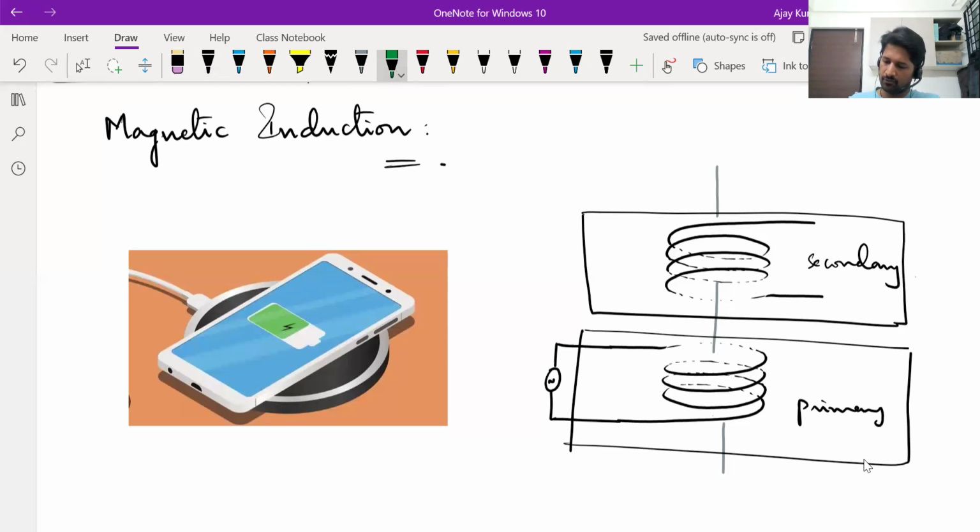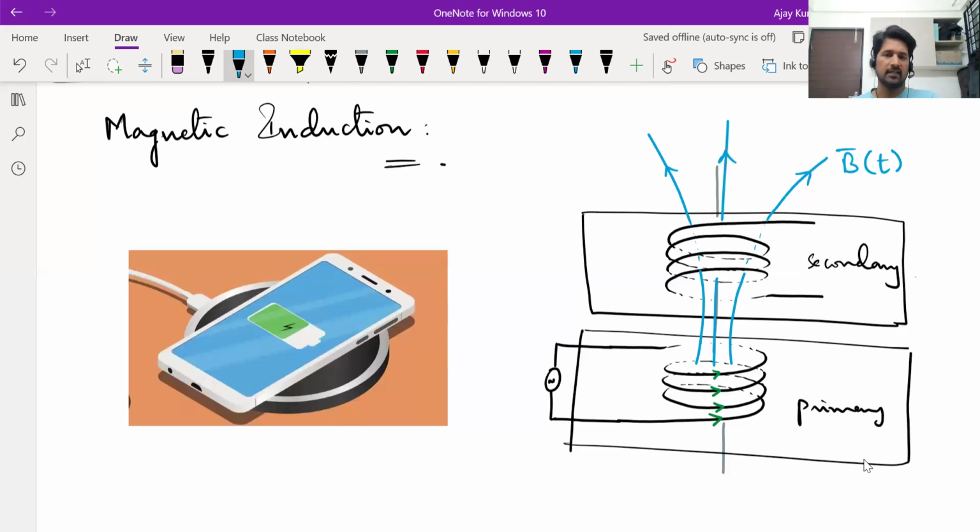Assume for a moment that current is flowing this way. If current flows this way, curl your right hand fingers, magnetic field will be produced in the upward direction. And that magnetic field passes through the other coil. The magnetic field produced by this first coil passes through the second coil. And the current in the first coil, the primary, is a variable current. Then this magnetic field also will be a variable magnetic field.